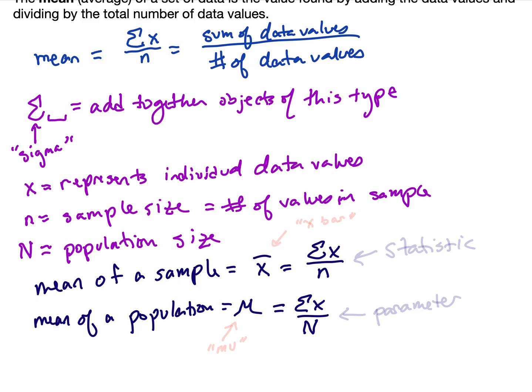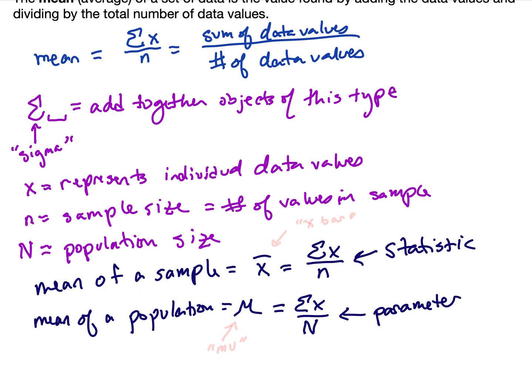So a couple things to note here. If this is the mean of a sample, this is based on a sample, and therefore this is a statistic. Whereas this is the mean of a population, it would be based on data collected from every member of the population, and if that's the case, then this is a parameter instead of a statistic.